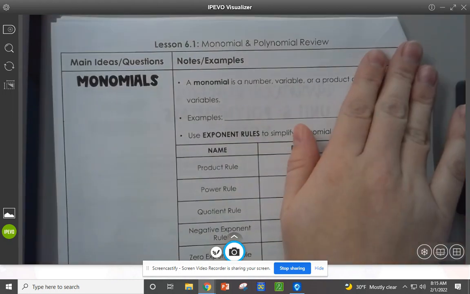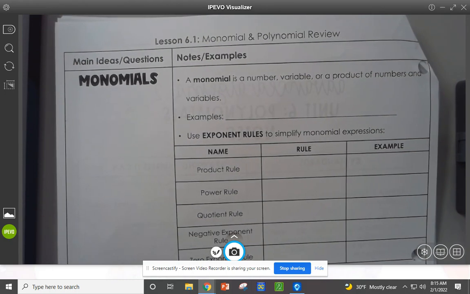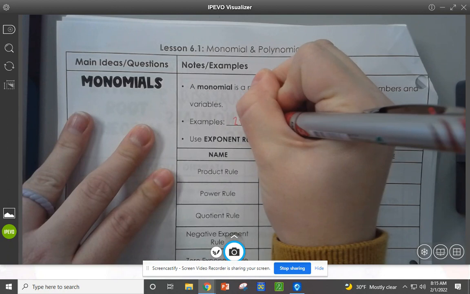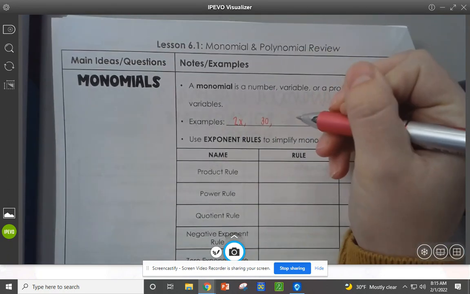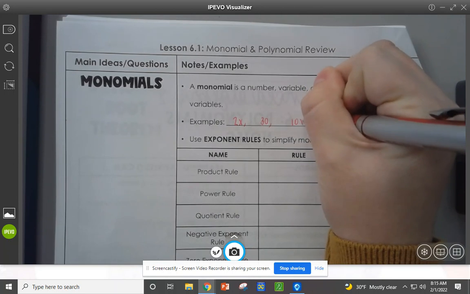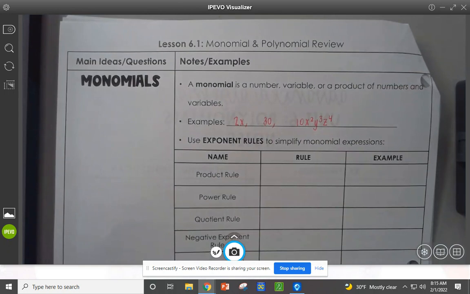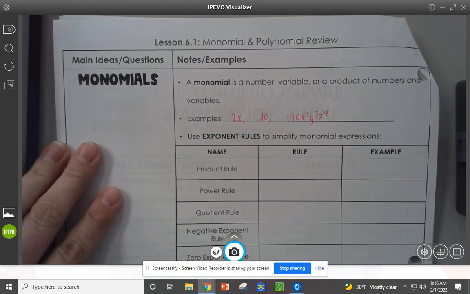All right, so first off, monomials. A monomial is a number, just a variable, or numbers and variables put together. So some examples might be 2x, 30, I'm just making some up, 10x squared, y cubed, z to the fourth. Those are all examples of monomials because you are not adding or subtracting anything.